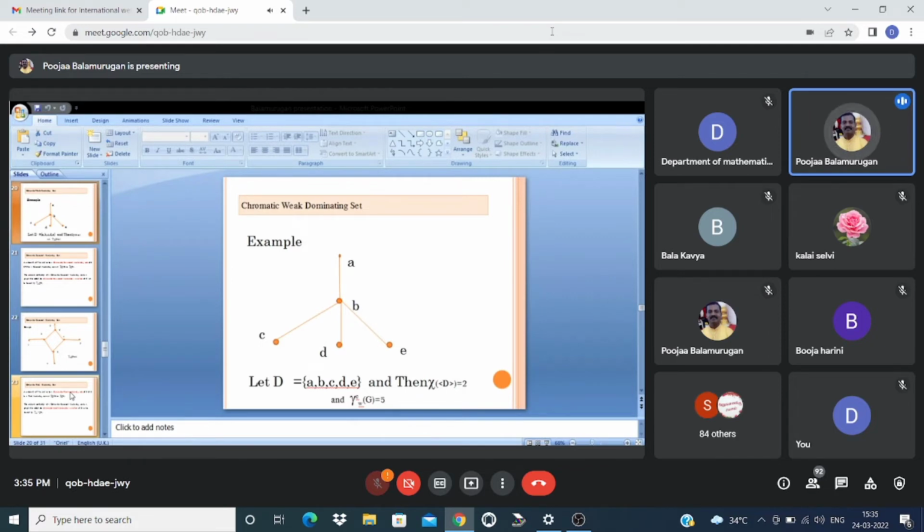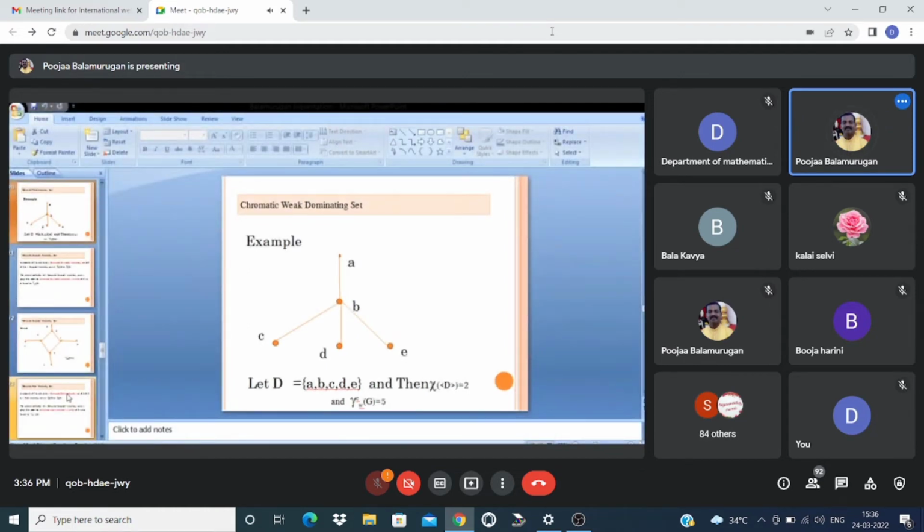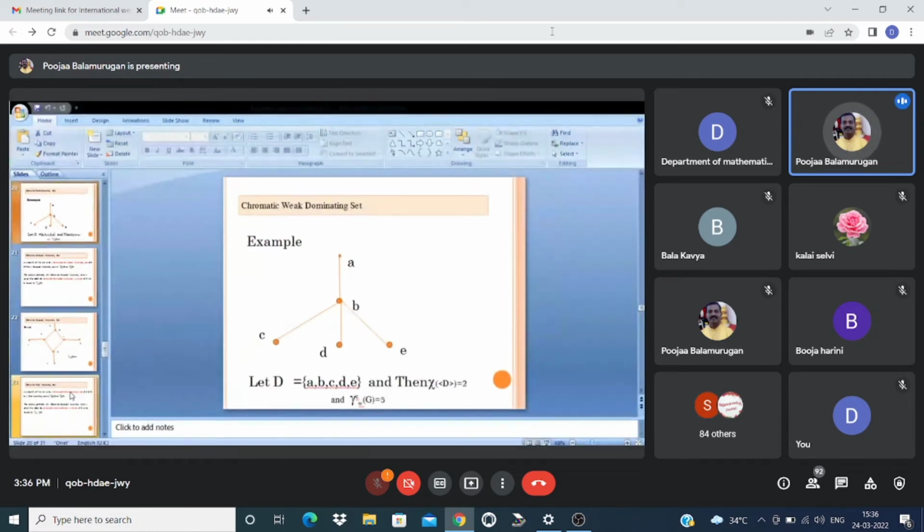Then we have to find the result. The DOM full set is denoted as FD of G. We compare FD of G plus CH of G equal to N. Then strong full number FS of G plus SC of G equal to N, where SC is the chromatic strong domination number. When will the sum be N? We have to characterize FS of G plus SC of G equal to N.